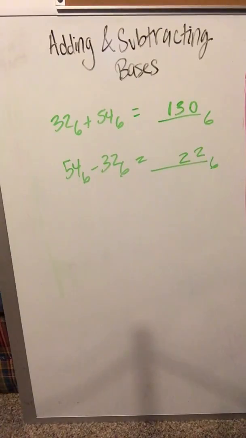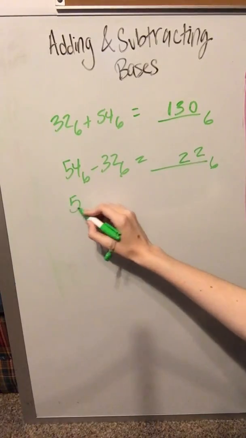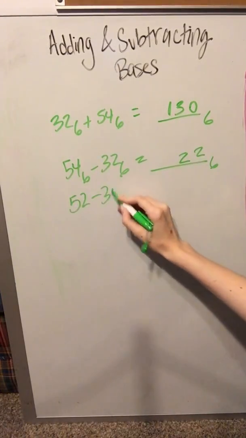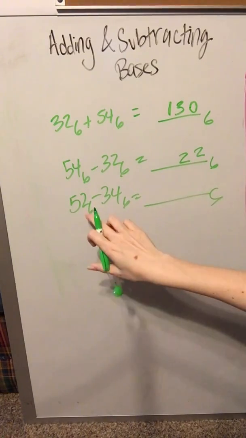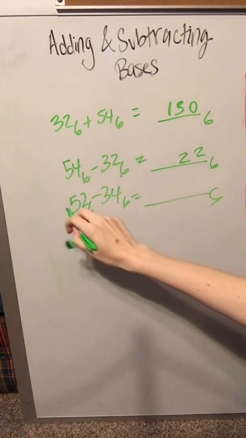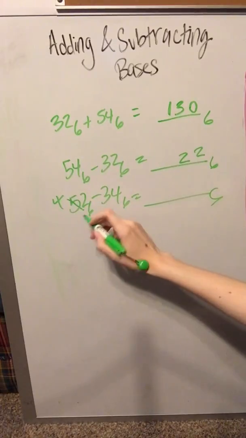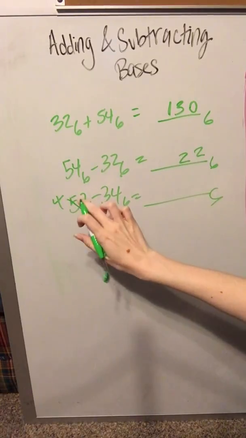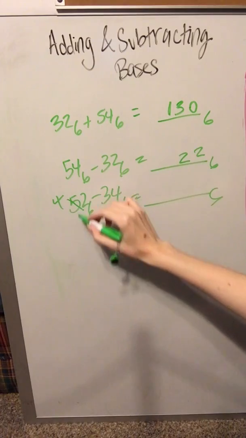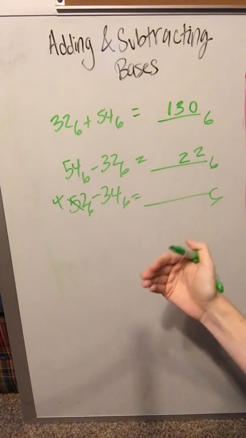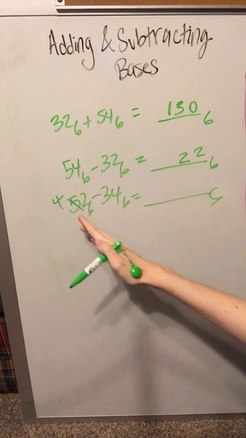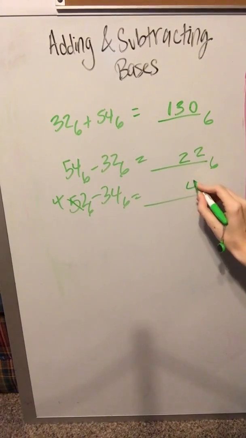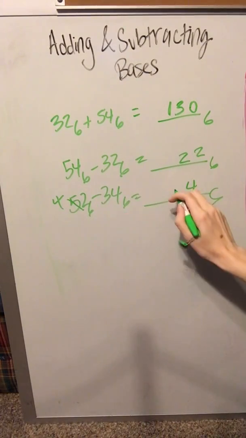It also works when you have numbers that are a little bit funnier. So say you had 52 minus 34, both in base 6. So you have 2 minus 4, which you can't really do. So you add 6 to the 2. Instead of adding a 10 like in base 10, you're adding a 6 to this. So it's 8 minus 4, which is 4, and then you do 4 minus 3, which is 1.